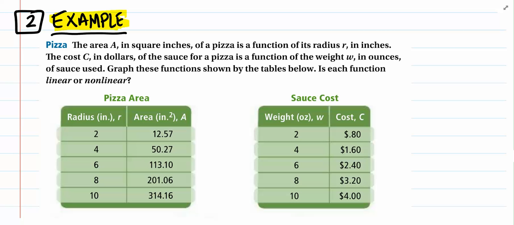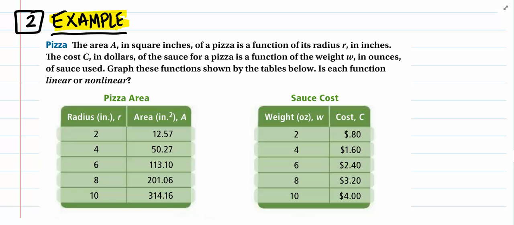Box number 2 is an example talking about pizza. The area A in square inches of a pizza is a function of its radius in inches, and the cost, C in dollars, of the sauce for the pizza is a function of the weight, W in ounces. Graph these functions shown by the table below. Is each function linear or nonlinear?